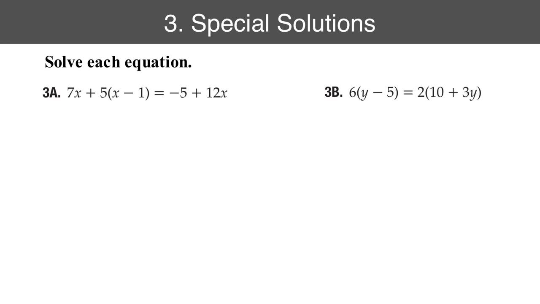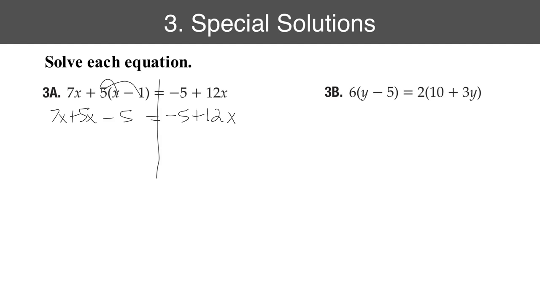So starting on 3a, again, I'm going to draw my line down the middle like always. And then you'll see we have a parentheses right here. So the first thing I'm going to do is distribute. So bring down the 7x because we're not using it. And then 5 times x would be 5x. 5 times negative 1 would be negative 5. On the other side, I have negative 5 plus 12x.